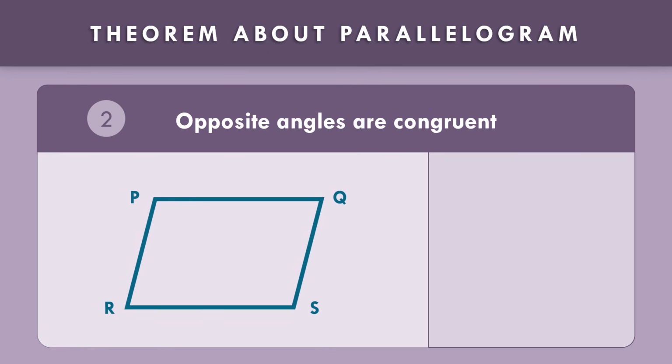Second theorem about the parallelogram: opposite angles are congruent. So it means angle P is congruent to angle S. Another, angle Q is congruent to angle R. So whatever the value of angle P is, it is equal to the value of angle S. Whatever the value of angle Q is, it is equal to the value of angle R.